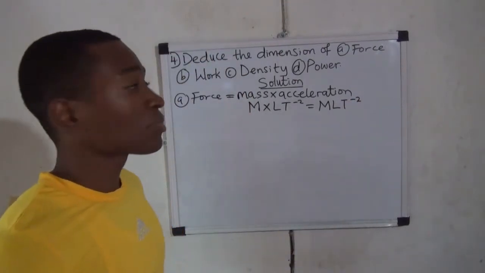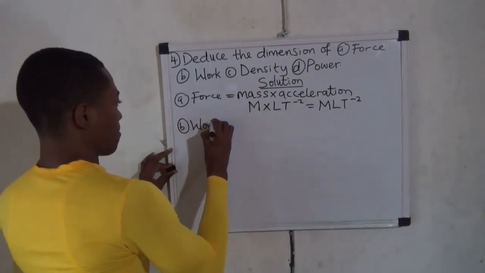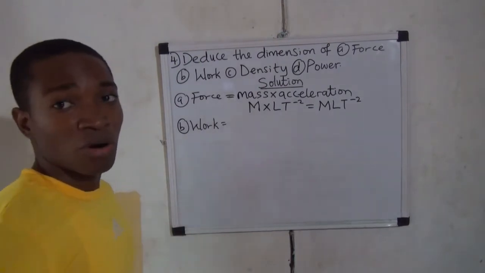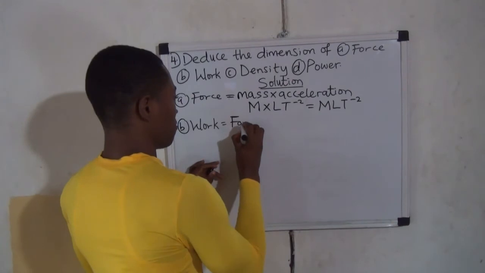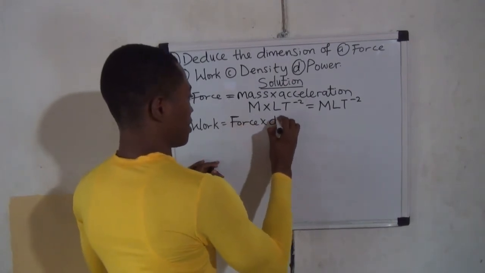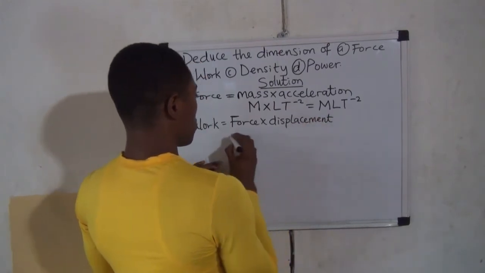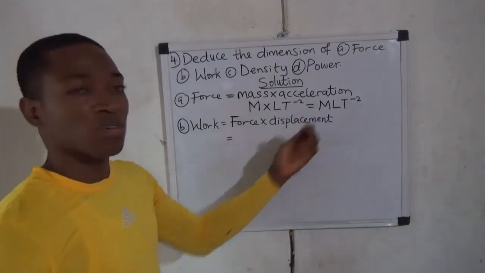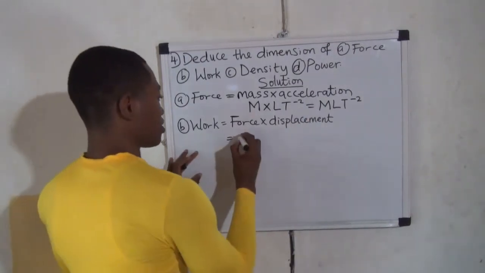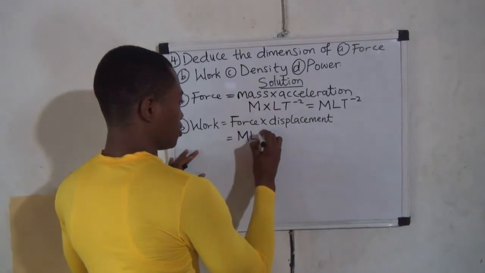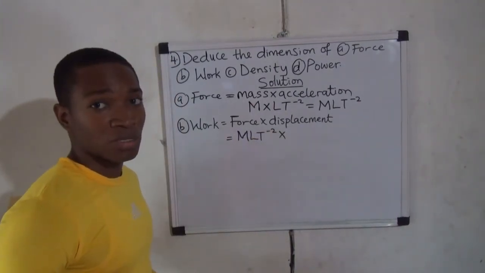Very easy. The next one is work. What's the formula for work? Force multiplied by displacement. What's the dimension of force? MLT raised to the power of minus 2. We don't have to solve it again since we already have it. Multiplied by, what's the dimension of displacement?